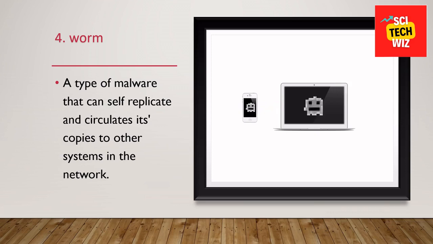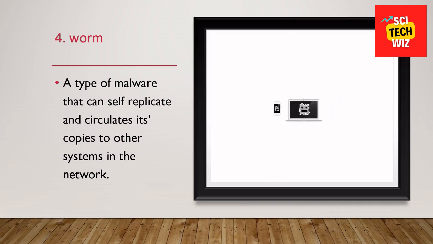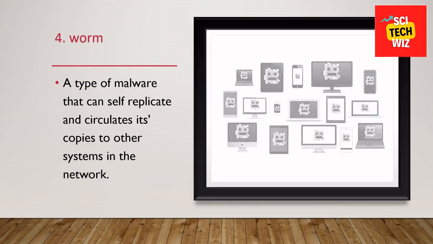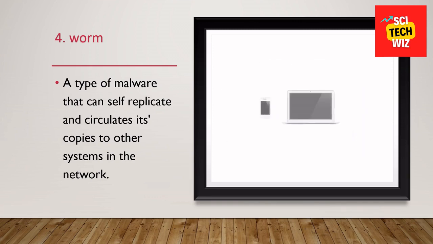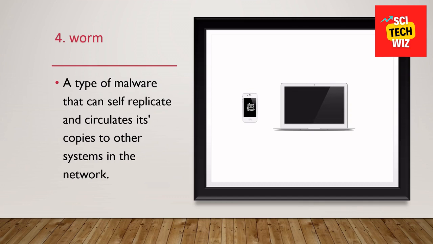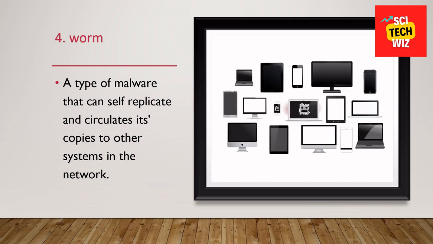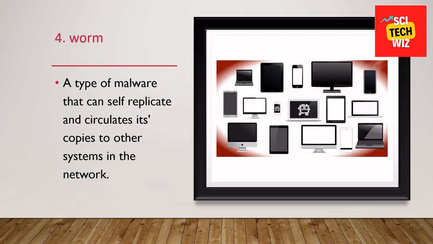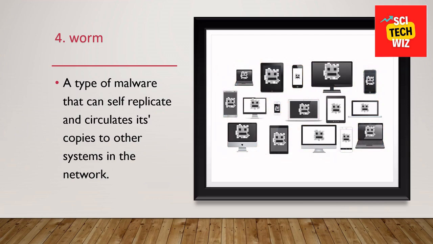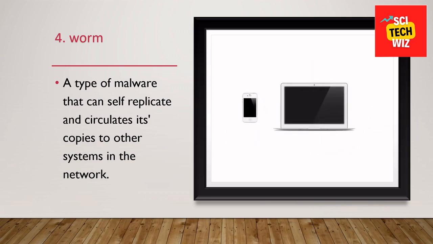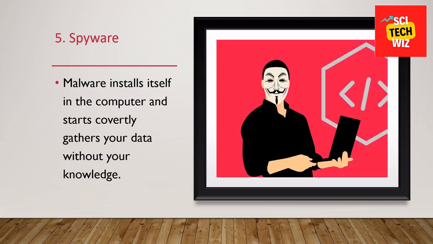Worm or worms. It's a type of malware that can self-replicate and circulate its copies to other systems in the network. The difference between a virus and a worm is that a virus cannot self-replicate. A worm can self-replicate, I mean, it replicates itself. That is called a worm. These also spread through computer networks, exploiting vulnerabilities in operating systems or applications. Worms can consume network resources, degrade system performance, and spread to multiple devices.